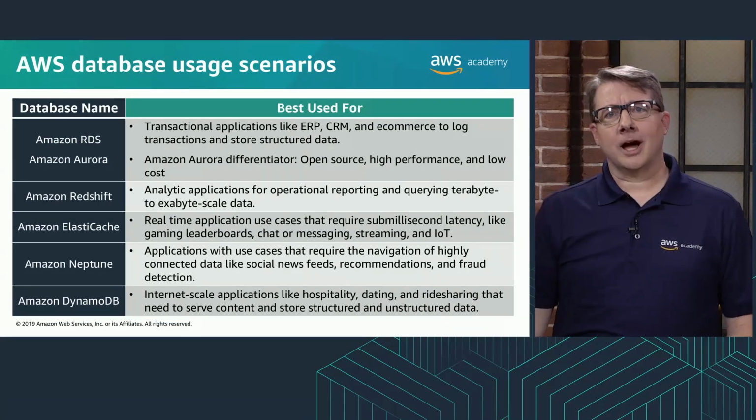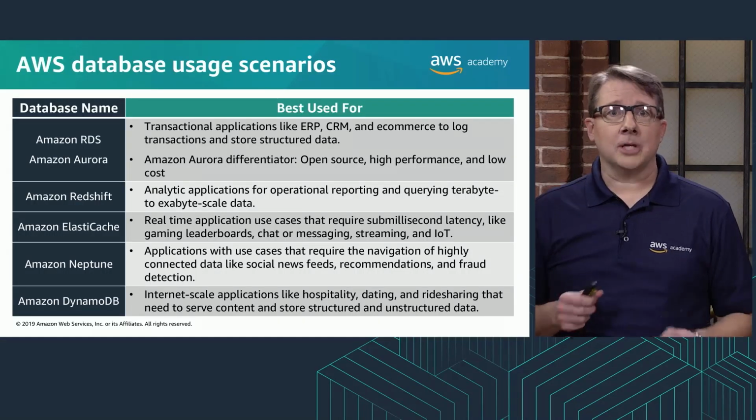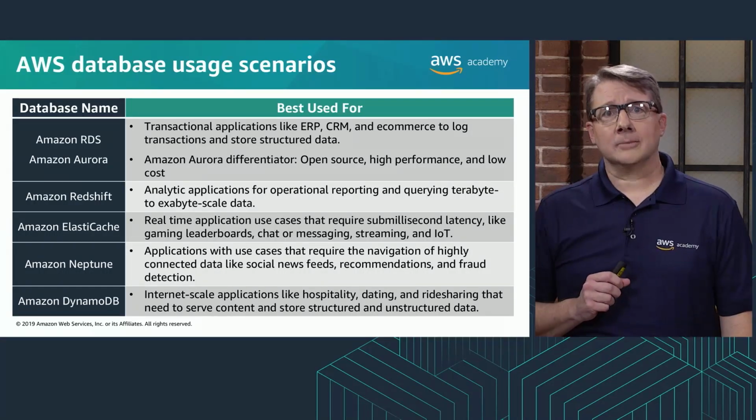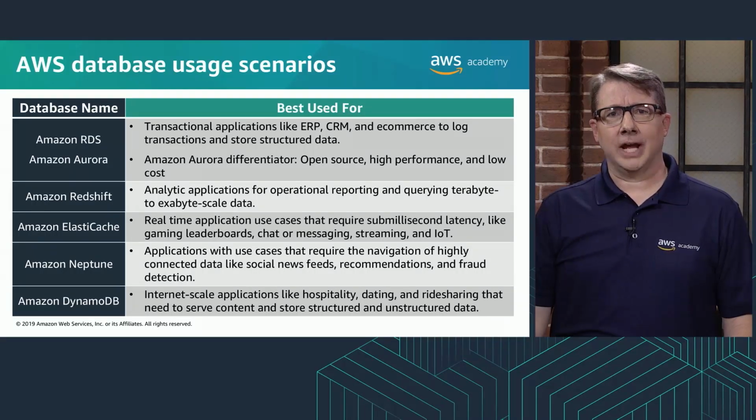Here are some of the more common use cases for the different AWS database services. Amazon RDS and Aurora are generally used for transactional database applications, like enterprise resource planning or customer relationship management systems. Amazon Redshift is a service you can use for analytical applications and when working with very large data sets.